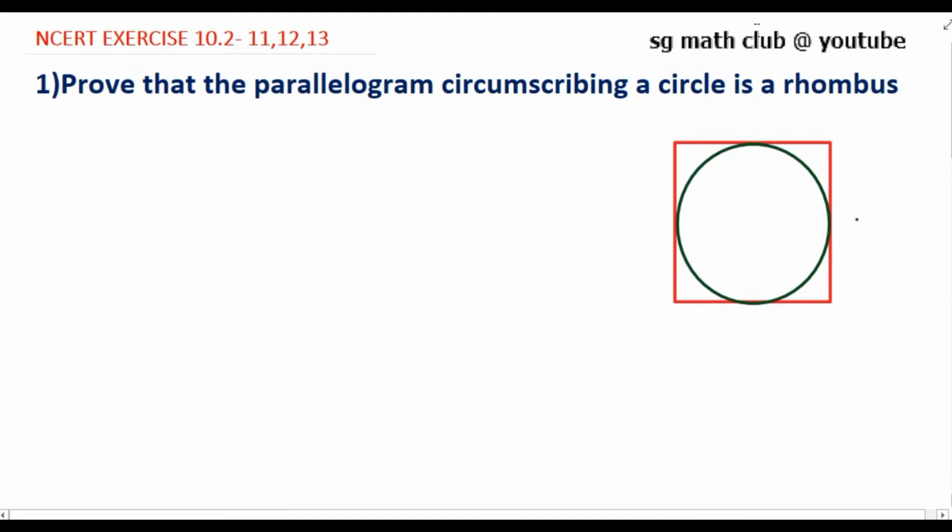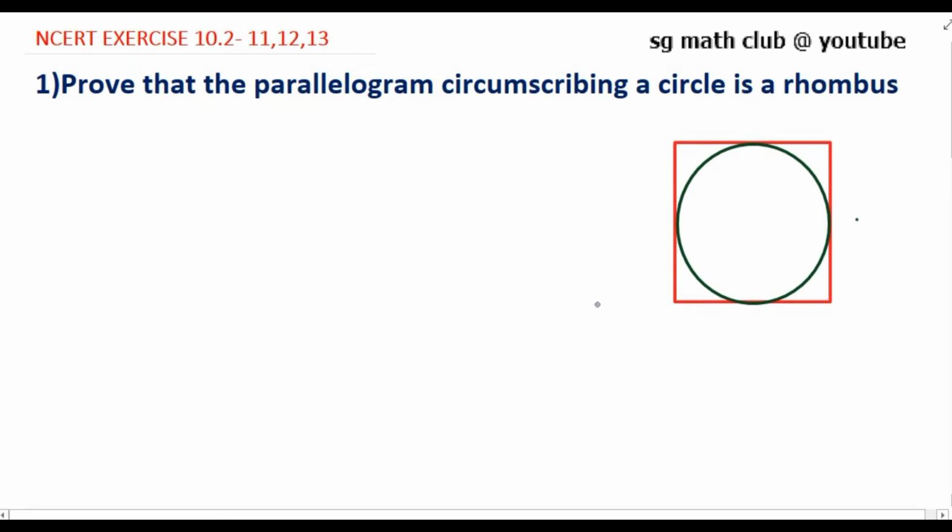We have already studied properties of tangent to a circle. In today's video, we will do some of the problems based on properties of tangent to a circle. First question is, prove that the parallelogram circumscribing a circle is a rhombus.